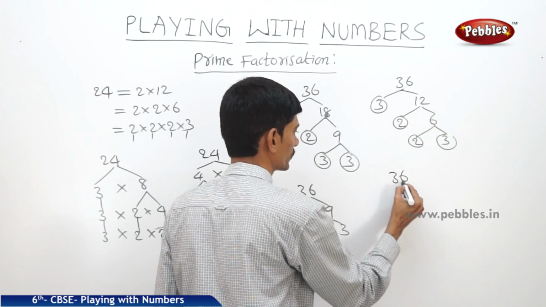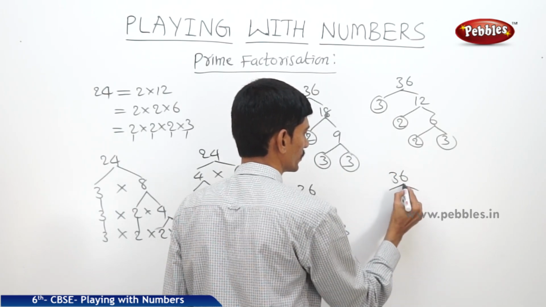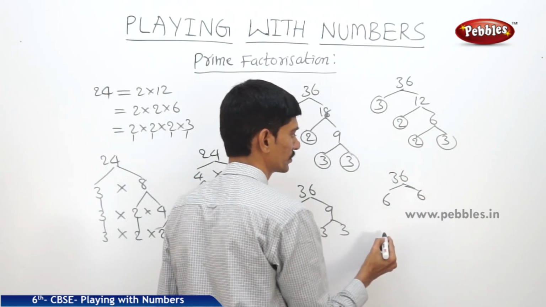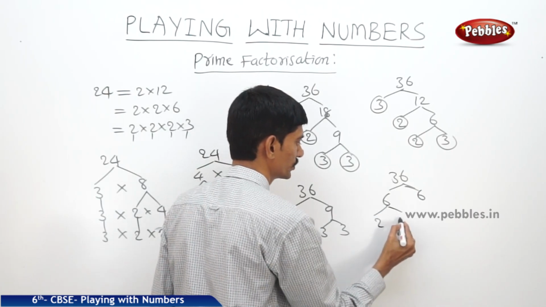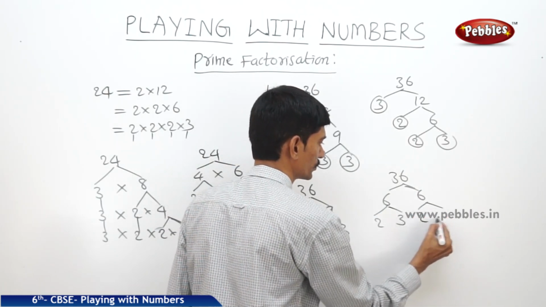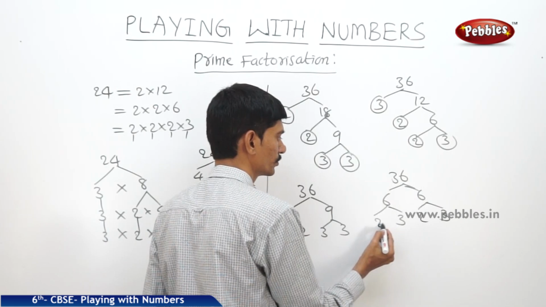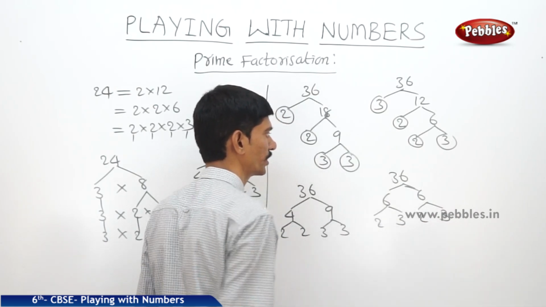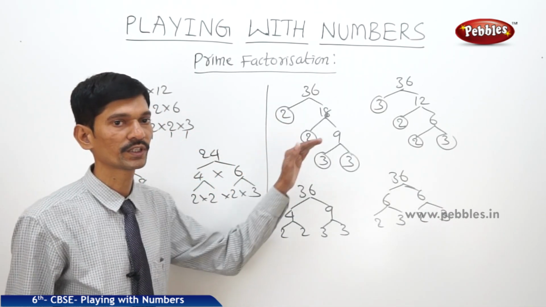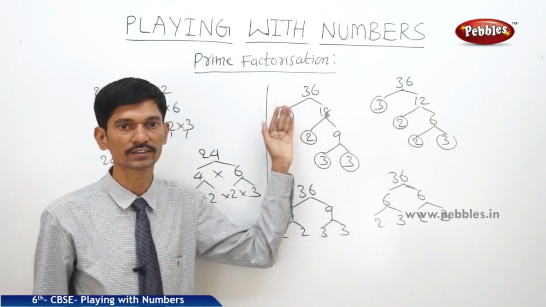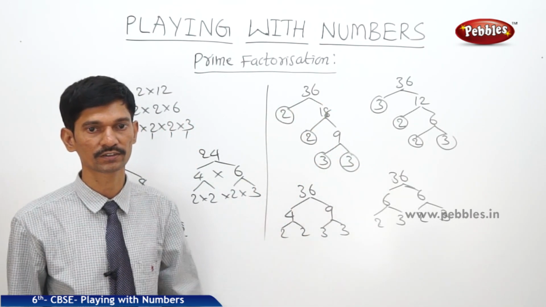Now 36 we can write as 6 6s are 36. 6 can be written as 2 into 3 and 6 can be written as 2 into 3. So here also 2, 2, 3, 3 are the prime factors. So if any number is given, we can express it as the product of prime factors.